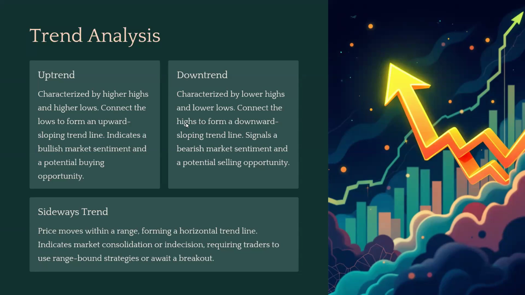And there is also a trend line that's moving downwards. The characteristic is connecting the highs to form a downward sloping trend line. This signals a bearish market sentiment, so a potential selling opportunity. There is also a sideways trend, whereby the price moves within a range, forming a horizontal trend line to indicate the market is doing consolidation or indecision, requiring traders to use a range-bound strategy to wait for a breakout.